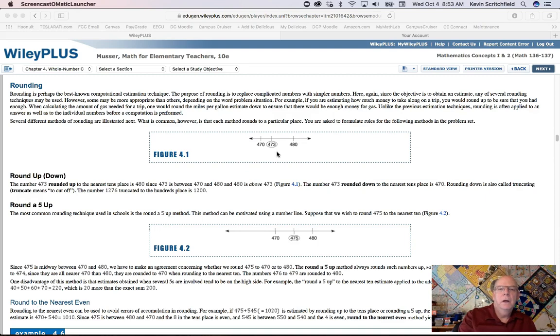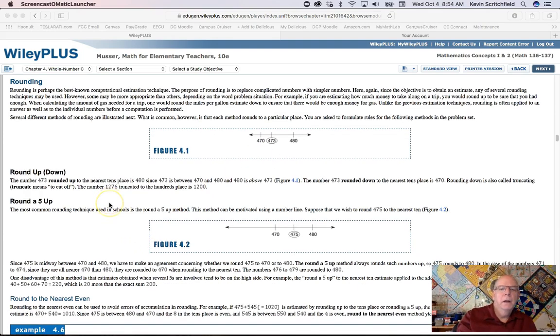If we were rounding this to the nearest hundreds place instead, then we would look at the 4, because that's in the hundreds place. Again, we would look to the digit to the right, because it's 470. Now we round up, and 473 rounded to the nearest hundreds place rounds up to 500.